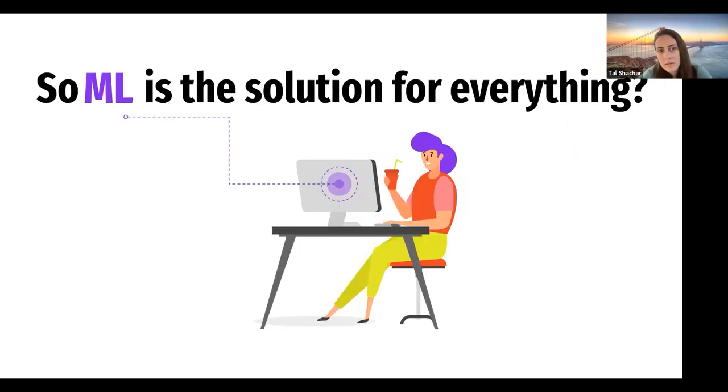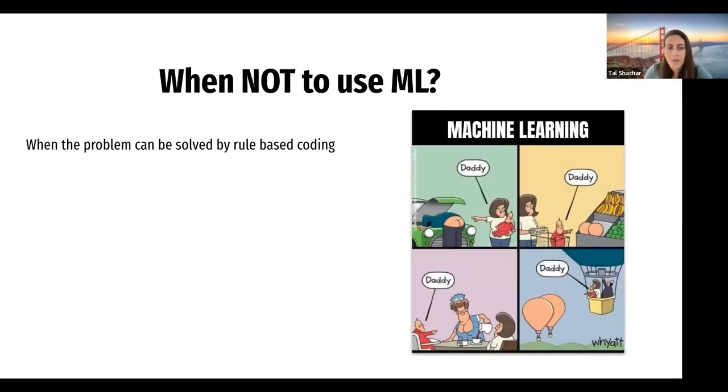So then we can ask ourselves, is machine learning the solution for everything? So the short and the long answer is no. There are several things that machine learning can't provide you, and it's important to be familiar with the limitations of machine learning. So when not to use machine learning? ML fails to deliver its value mainly when the problem can be solved by rule-based coding. So when you can solve the problem with less complex solutions, don't go with machine learning.